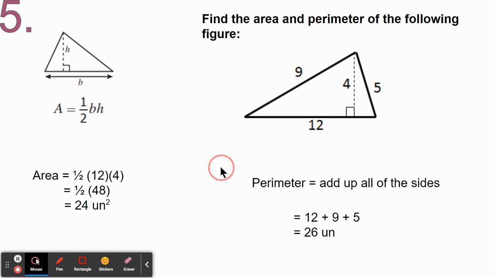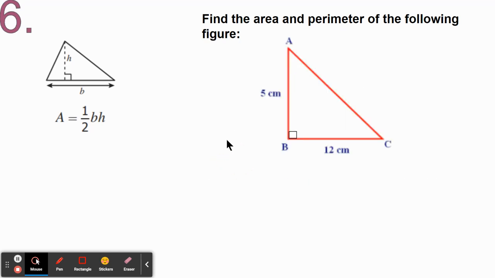Okay, let's try another problem. So here we have a right triangle. We're going to find the area and perimeter of the following figure. So we've got area equals 1/2 base times height. The base is 12, and the height, this is still that height because it's the perpendicular distance. So it's 1/2 times 12 times 5.